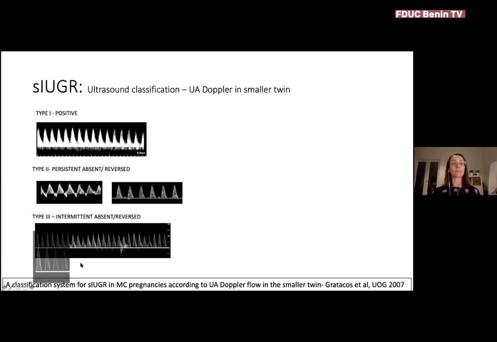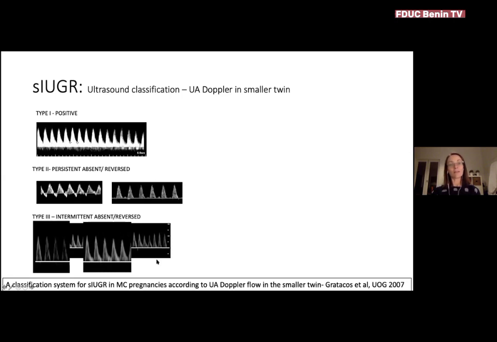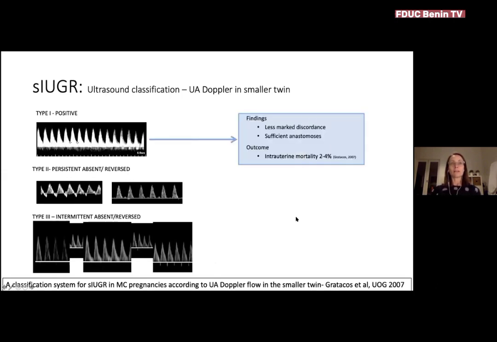So if I just zoom in on each portion of this pulse wave trace, you can see that here there's absent end diastolic flow. As it continues on, there's positive end diastolic flow, and as it continues on to the end, there's an area of reversed end diastolic flow. And that pattern would just continue as long as you listen to the umbilical artery Doppler. And these three types of selective IUGR give different outcomes and are due to slightly different pathology.